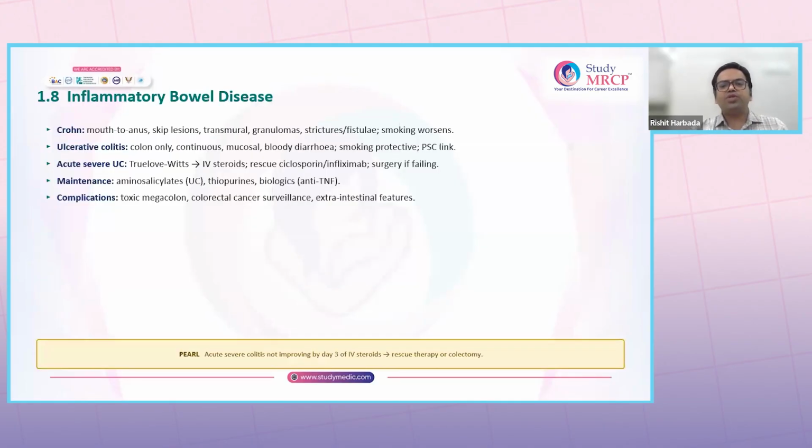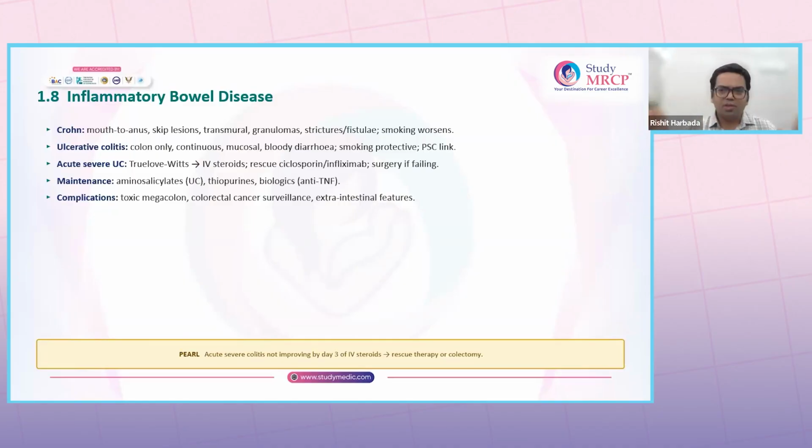Okay. Next, which is very, very important again from the exam point of view, is inflammatory bowel disease. So we all know that inflammatory bowel disease is actually going to be of 2 types. One of them is going to be Crohn's, and the second one is ulcerative colitis. There are some very simple mnemonics which you have to follow for this. So the first of them is always going to be ulcerative colitis. Here it is going to affect the colon, and Crohn's is going to be throughout.